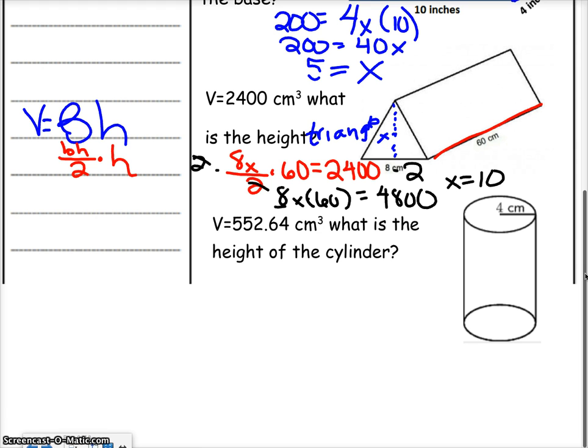I don't know about you, but this drives me crazy when x is in the middle. It would be 480x equals 4,800. Okay.